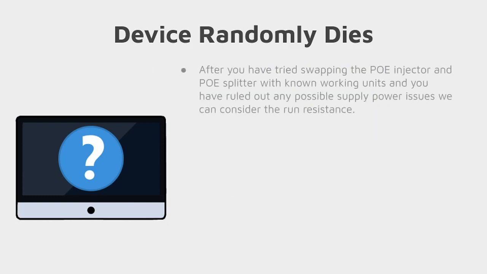After you've tried swapping out the POE injectors and POE splitters with known working units, and I have to stress that they have to be known working units, and you've also ruled out any possible supply of power issues like we discussed, things that are supplying power to the POE injector so it can put power on our lines, we have to consider the run resistance. I've touched on this a couple times in a few of the other common problems, but we're going to get way more into it here.